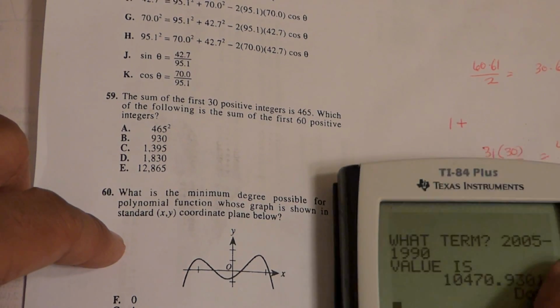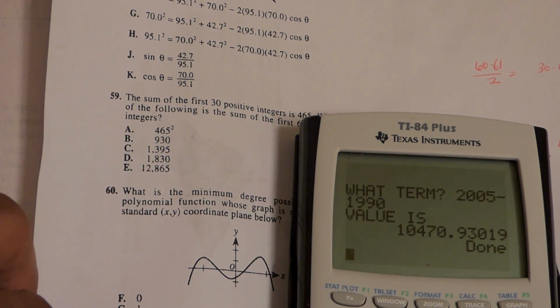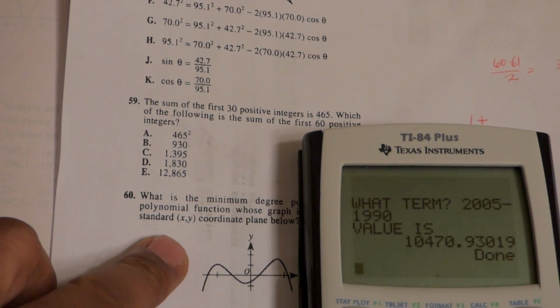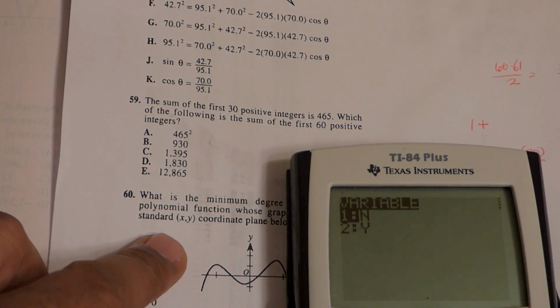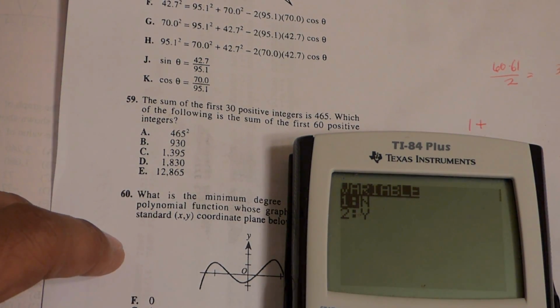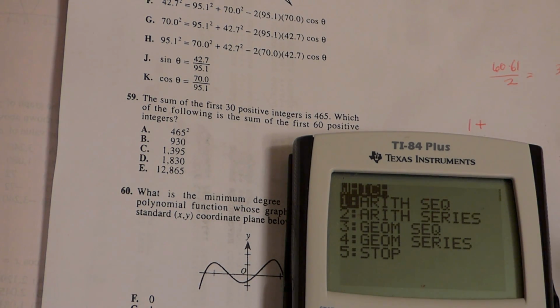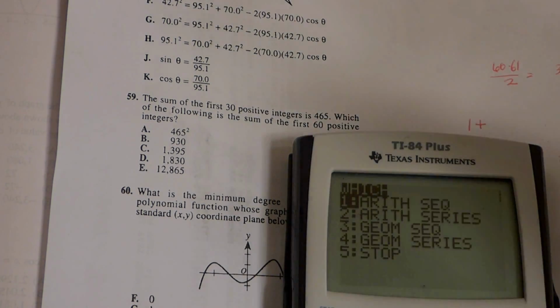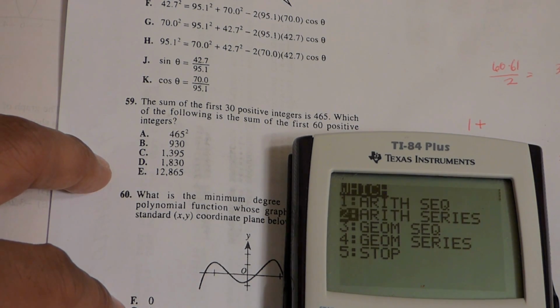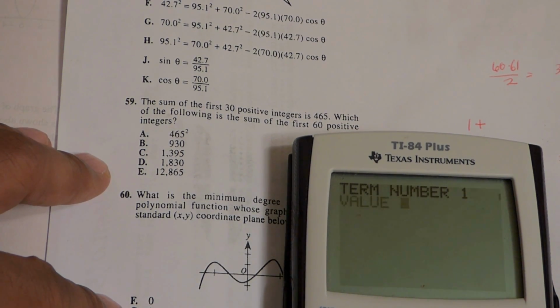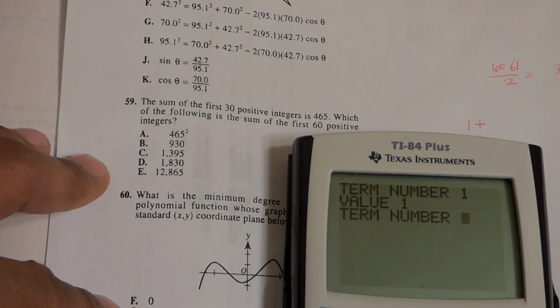So let me kind of get this so everything is in there. So let me press enter. All right. Does this one have any variables? No, we just have a bunch of numbers. All right. So what kind of question is this? This is an arithmetic series. How do I know that? Because we're taking consecutive positive integers, and we want the sum of the first 60 positive integers. So we want the sum and its consecutive integers, so we know it's an arithmetic series. Press 2. So the very first term is 1.